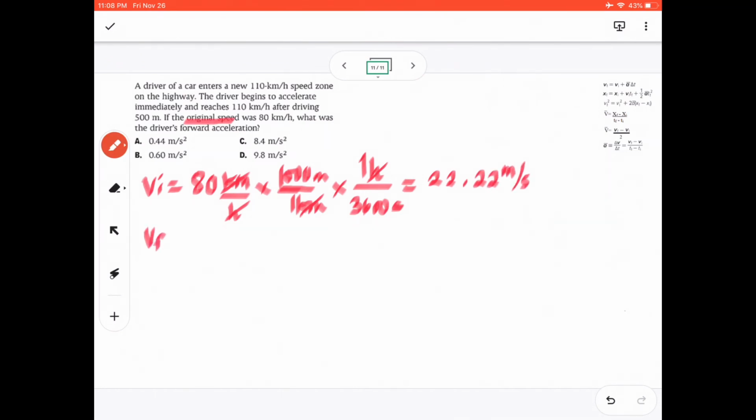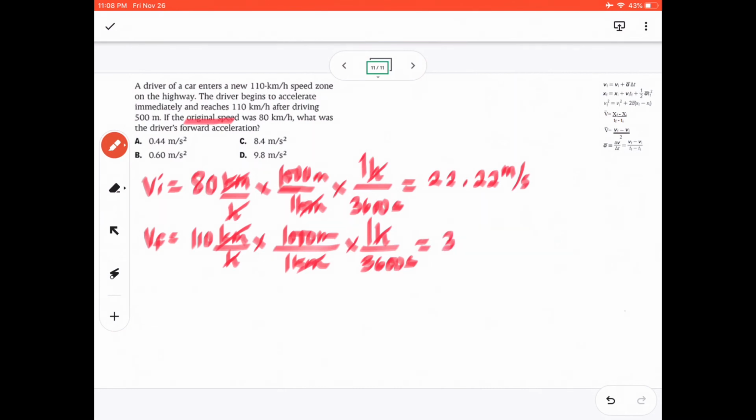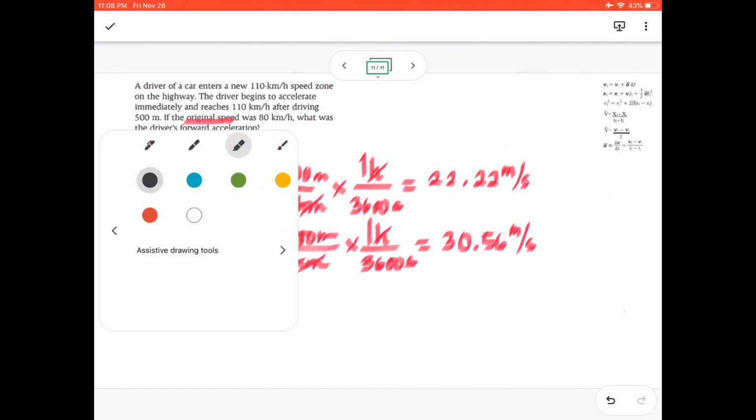For VF, okay, it's 110 kilometers per hour. Again, using the same conversion factors, we are going to get the meters per second of this. 1 hour is equal to 3,600 seconds. Same steps. Kilometer and kilometer cancelled, hour and hour cancelled, and using our calculators again, we are going to get 30.56 meters per second.